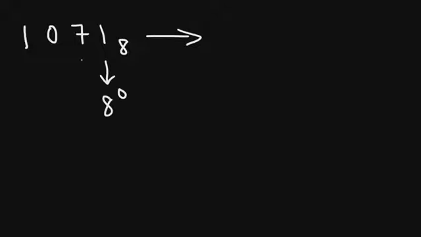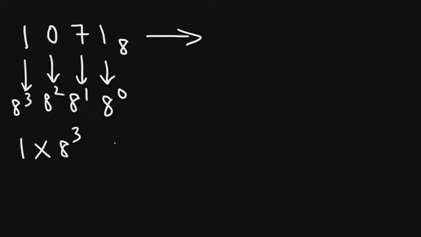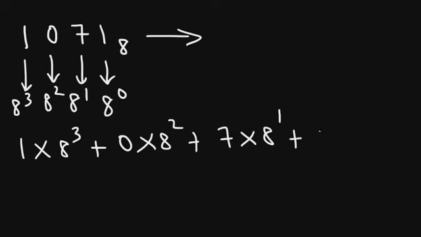Now let's try another example. 1071 in the octal system. Let's convert that to a decimal number. So the first one, the 1, we're going to multiply that by 8 to the 0. And then the 7, we're going to multiply that by 8 to the first power. And the 0 by 8 squared. And the 1 by 8 to the third. So this is going to be 1 times 8 to the third plus 0 times 8 squared plus 7 times 8 to the first power plus 1 times 8 to the 0 power.